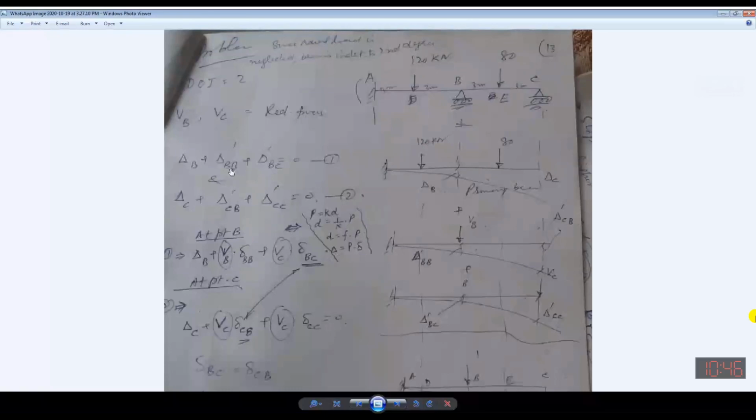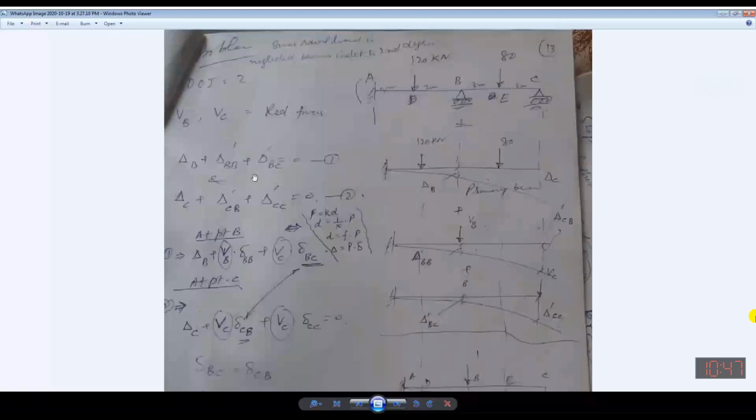So VB means force. This is force. Delta BB will come, and in the same way plus this is deflection at B due to VC. It should be VC, very similar to this one. It will be P is VC and this is delta, it will be delta BC. Okay?